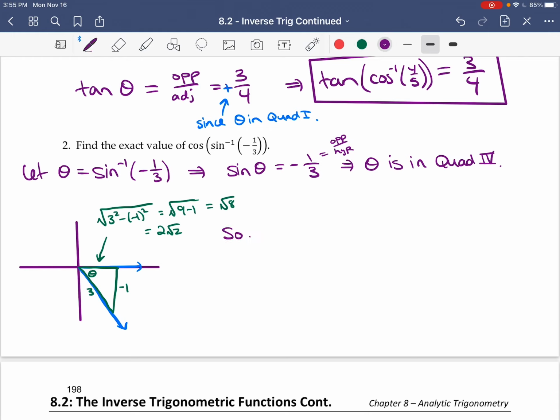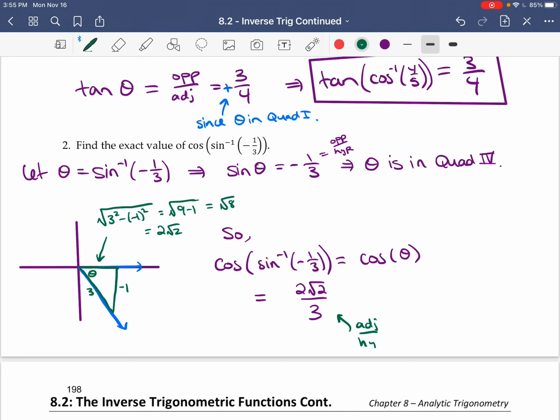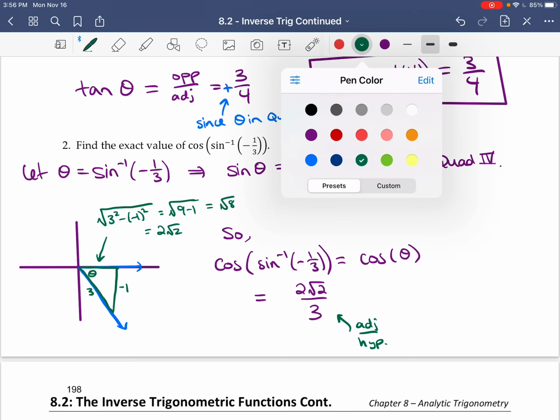So cosine of sine inverse of negative 1/3 is actually cosine of theta. And I know that cosine of theta should be the adjacent over the hypotenuse, so that's going to be 2 root 2 over 3. So let me just write that here. This is the adjacent over the hypotenuse.